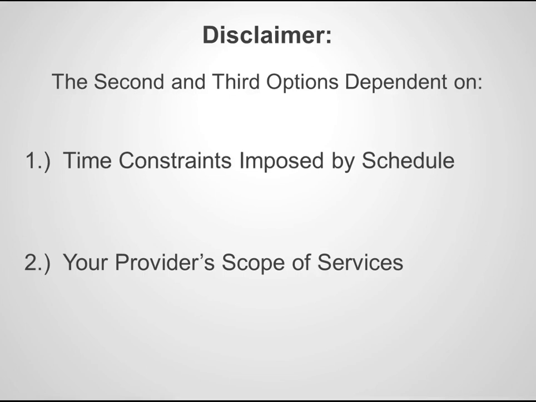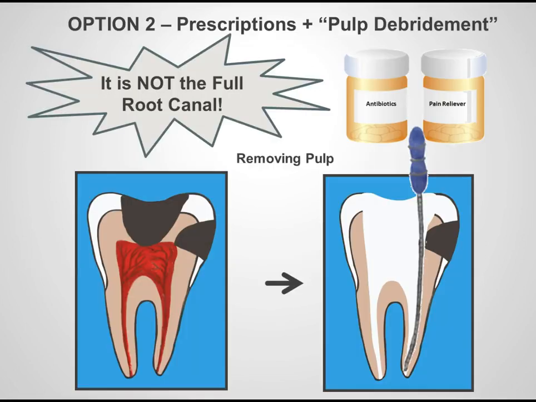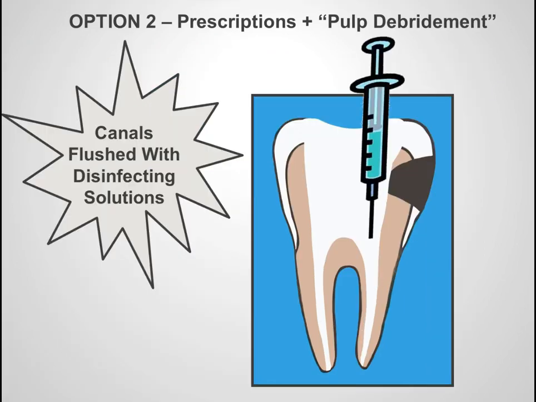The next 2 options I present may depend on time constraints imposed by today's schedule and whether or not they fall within the scope of treatment your provider offers. In some cases, you may need a specialist referral. Option 2 is prescriptions plus a procedure called a pulp debridement. A pulp debridement is the early stage of the root canal procedure, but make no mistake, it's not the actual root canal. In this procedure, we remove as much of the pulp tissue as we can. Then we flush the area with disinfectants and place a temporary filling.